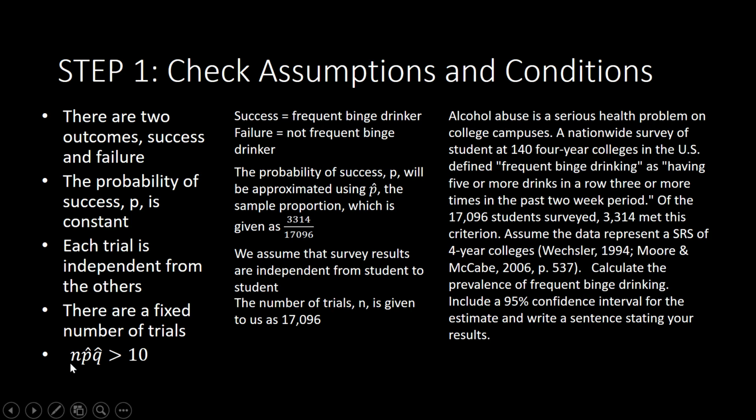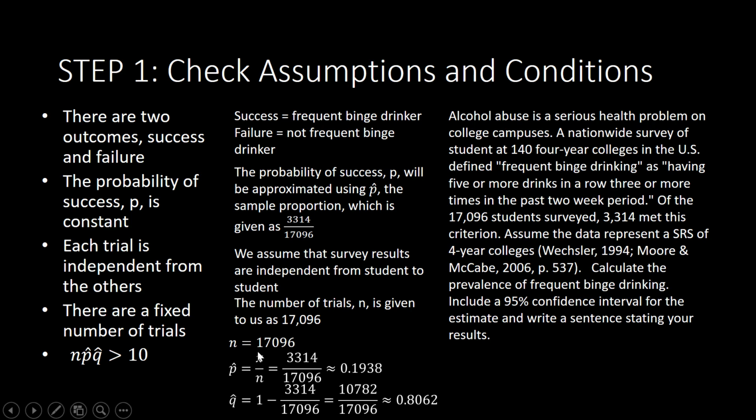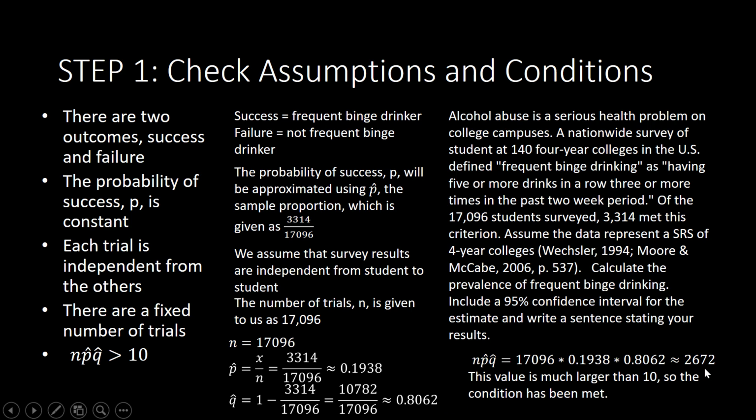Next, we need to know that our n times p hat times q hat is greater than 10. To do this, we'll have to do a little bit of math. So our sample size n is 17,096. Our p hat is about 0.1938. And our q hat, remember, which is 1 minus p hat, is about 0.8062. When we multiply these together, we get 2,672, which is much larger than 10, so we can say that this condition has also been met.